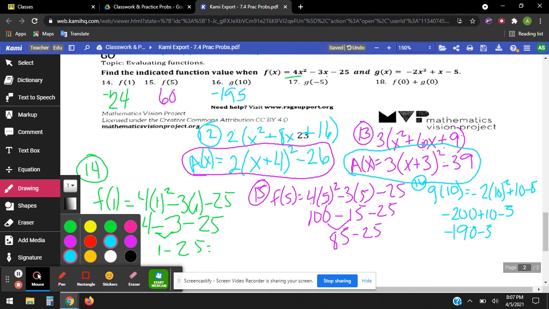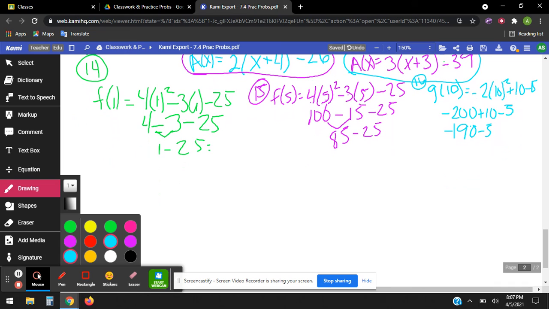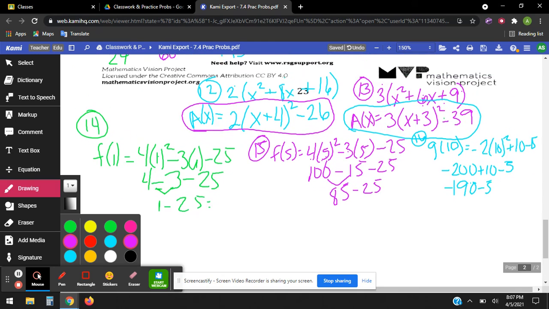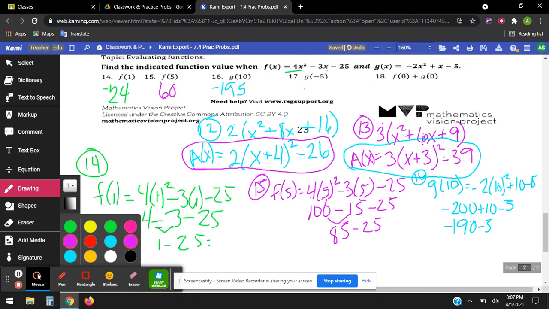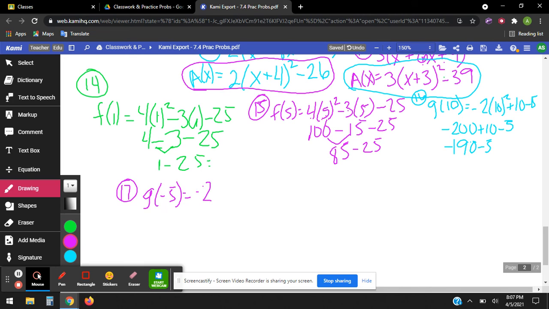All right, f of 0 and g of, oh no, g of negative 5. Almost missed 17. Okay, 17. Whew, I'm going to run out of room. We're going to have to write it down here, but I will make some space. So 17. Let's see. G, I've got it on a separate sheet. I'll write it over here. So g of negative 5 equals, so I have negative 2 times negative 5 squared plus negative 5 minus 5.